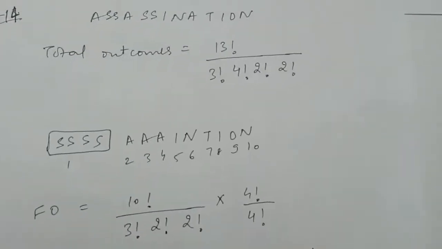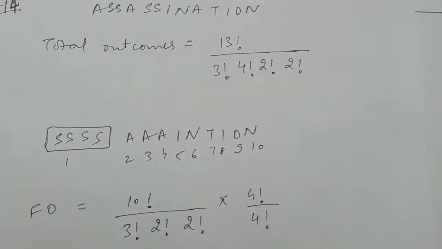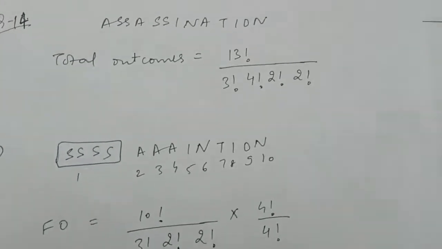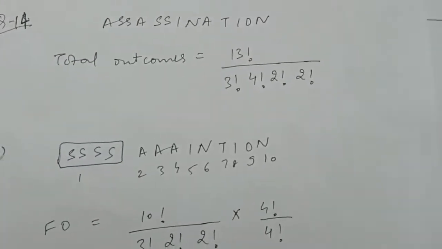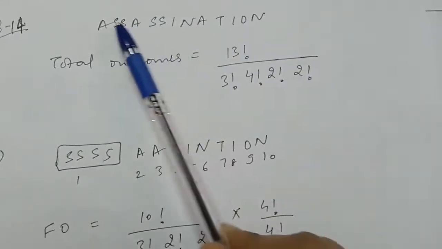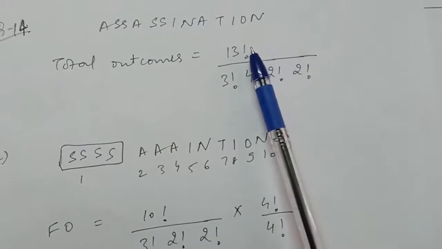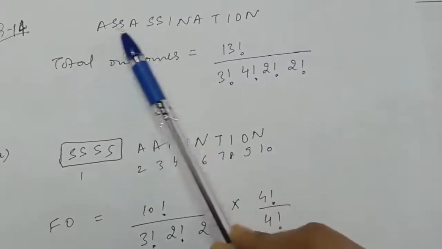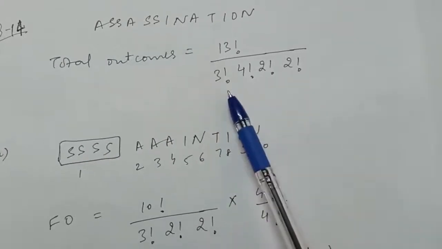Now question number 14 is: the letters of the word ASSASSINATION are arranged at random. Find the probability so that 4 S's come consecutively, that is 4 S's come together. So first of all, find the total outcomes. These are 13 letters which can be arranged in 13 factorial ways, but we will divide it by 3 factorial, because A is repeating 3 times.